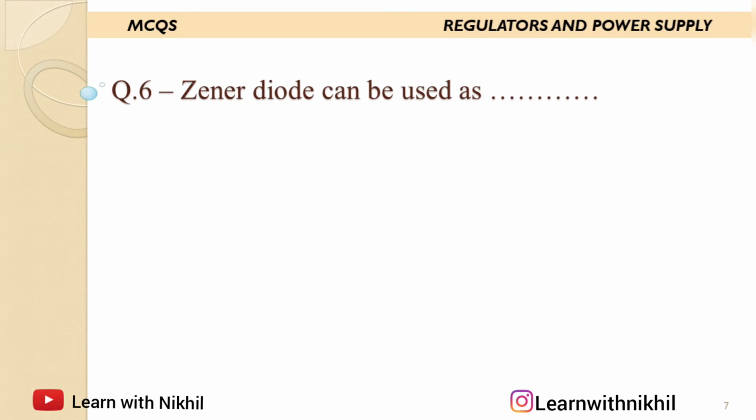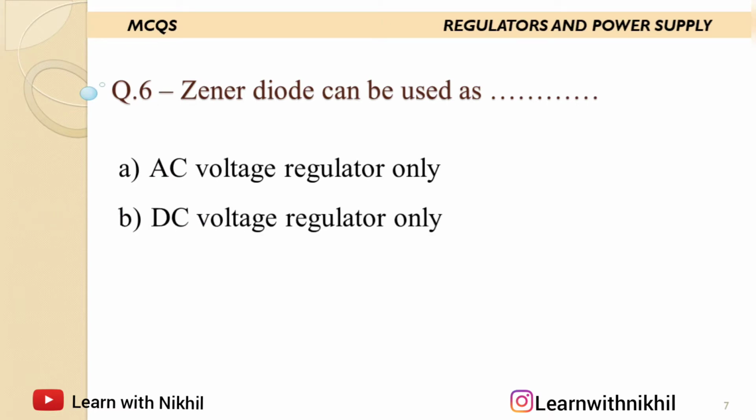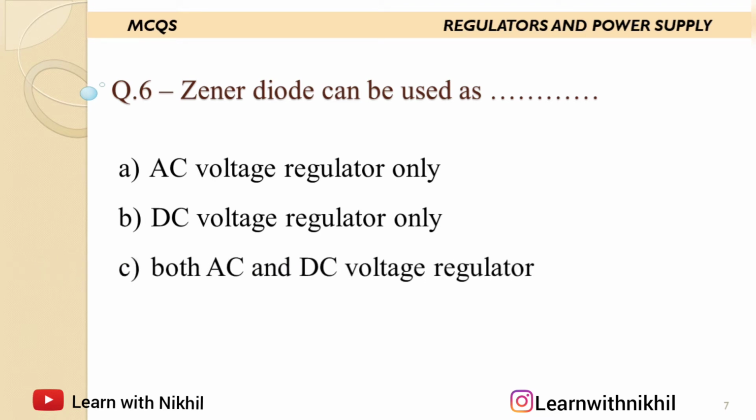Next question: Zener diode can be used as A. AC voltage regulator only, B. DC voltage regulator only, C. both AC and DC, or neither of them. And the answer is Zener diode can be used as both AC and DC voltage regulator.